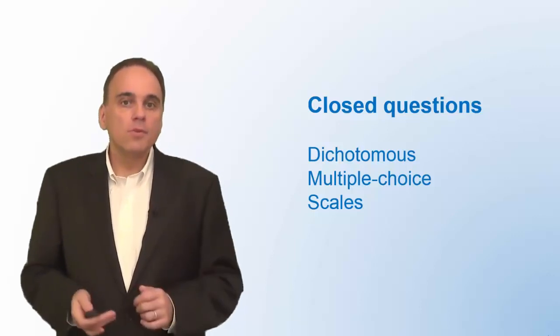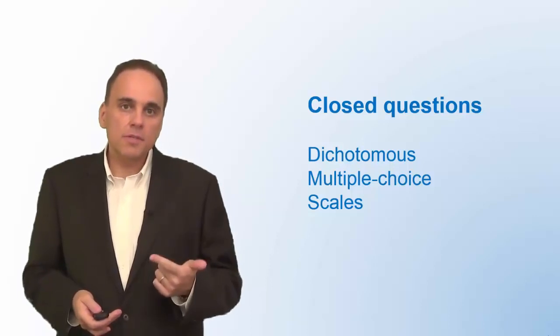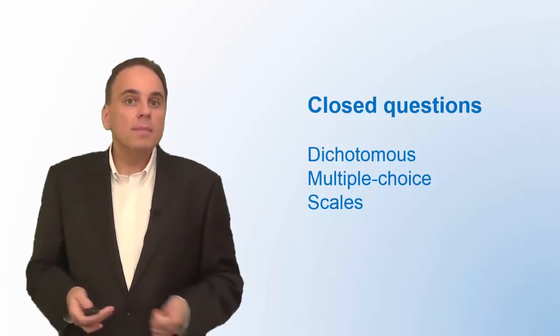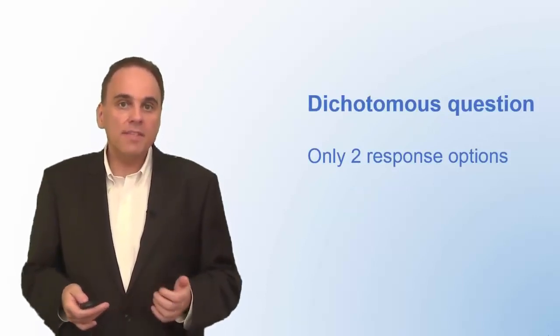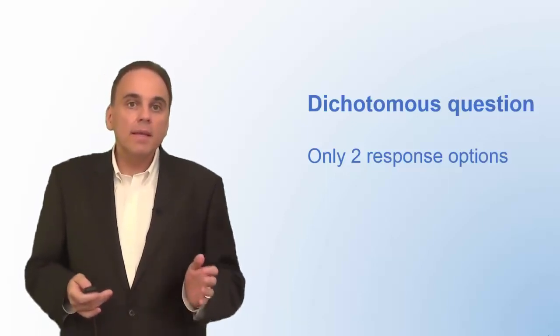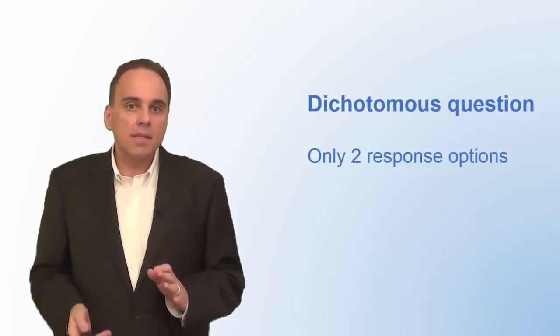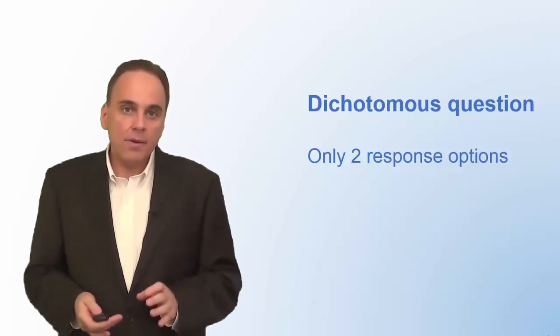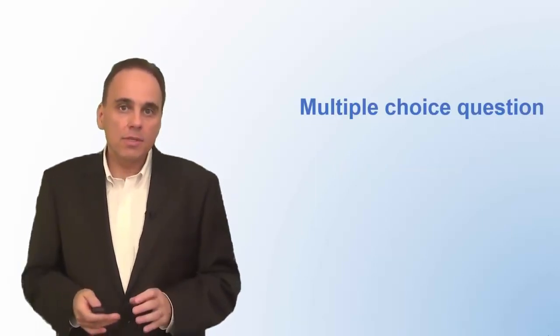There are 3 types of closed questions you can use in your survey: dichotomous questions, multiple choice questions, and scales. Dichotomous questions have only 2 response options. For example, have you visited our new store on Main Street? Yes or no. Technically speaking, dichotomous questions have only 2 answer choices, but in many cases it makes good sense to add a don't know category. Often, yes, no, agree, disagree, or no, don't know is not enough. You want to give the respondents more choices.